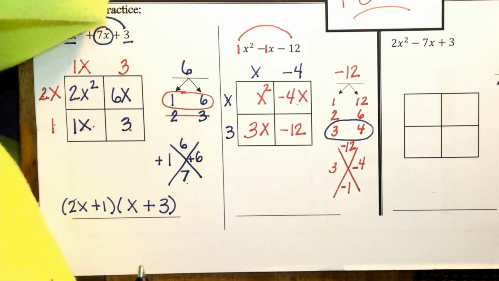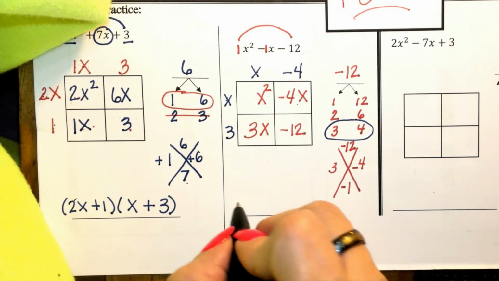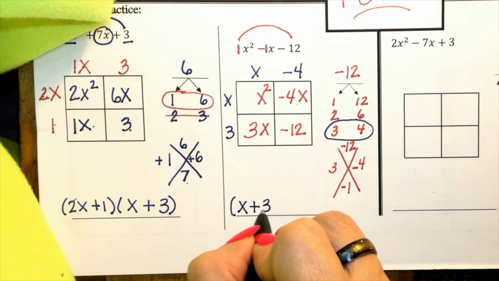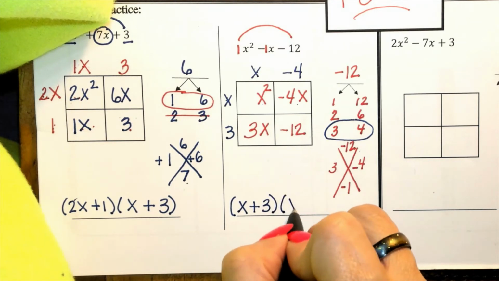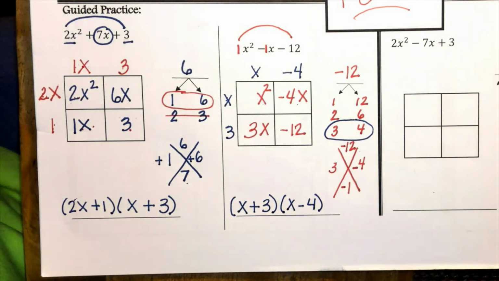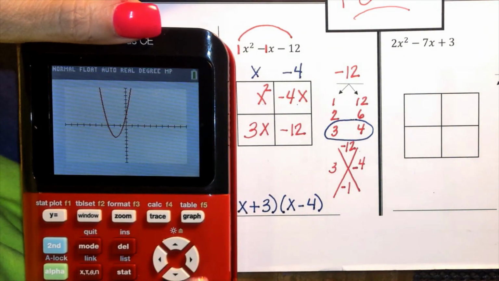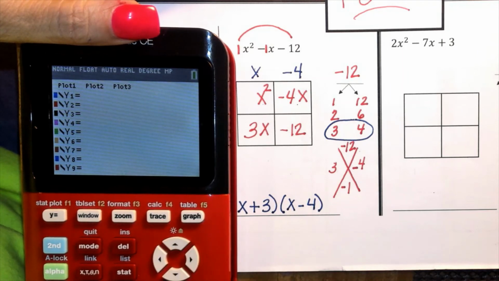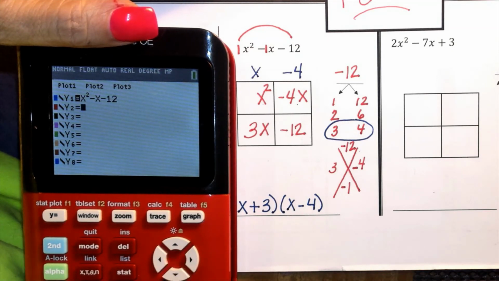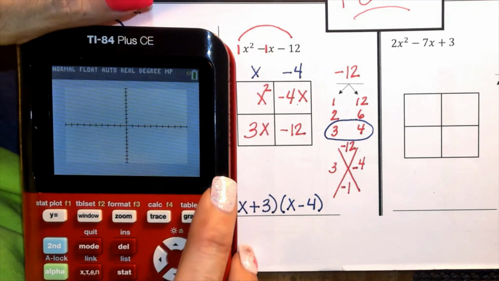That would be x plus 3 times x minus 4. Can I check it? You bet. Here we go. We're going to check it. Y equals, clear, clear. So we've got x squared minus x minus 12, and then parenthesis x plus 3 parenthesis x minus 4 parenthesis, graph. Blue. Please turn red. Yay, it turned red. So that means I did it correctly.